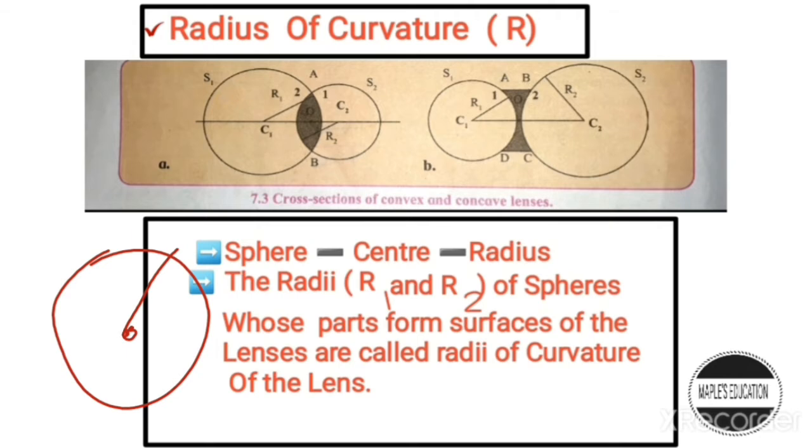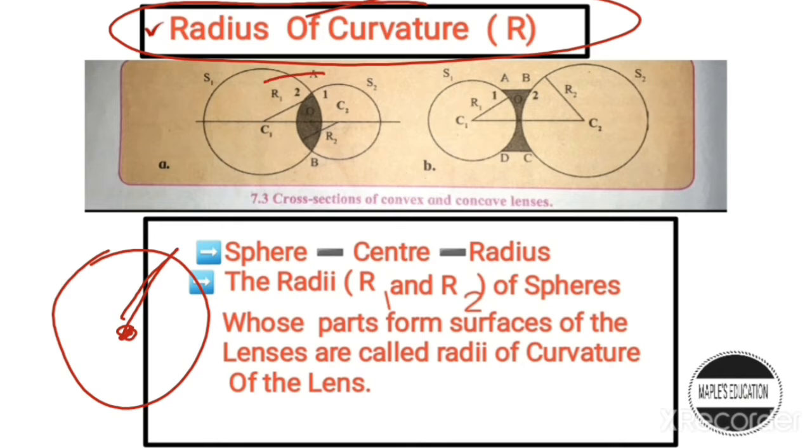When you did your geometry also, you have a circle. In a circle you have a center and you also have a diameter, a radius, a chord, and so on. So here when you have a sphere, you will definitely have a center here and you will also have a radius here. The sphere which is giving its part to make a lens, that sphere's center is called the center of curvature. In the same way, that sphere's radius is called the radius of curvature. That is our topic.